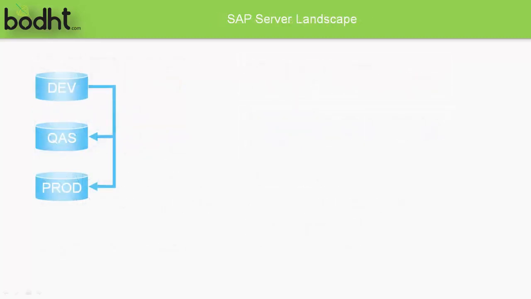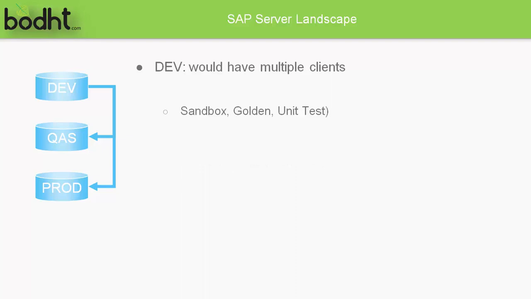And one more important thing is, when you are going to get into the implementation side of SAP, this term is very important: the server landscape. What is the server landscape? When you say SAP, please note it will have three different servers. One is the development server, which may again have multiple clients, like Sandbox, Golden, and Unit Test. Sandbox is basically for exercising the implementation before you do the actual implementation.